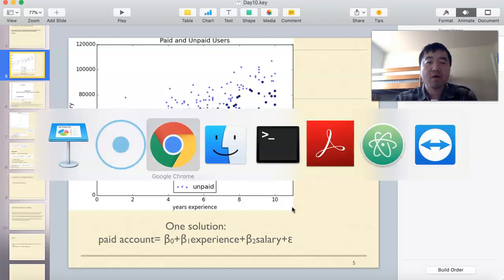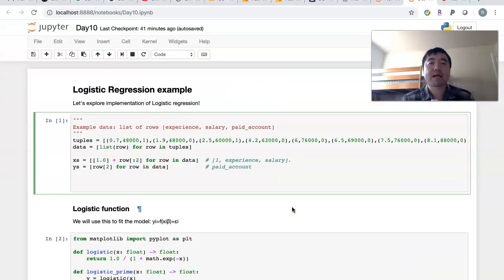So let's move on to the implementation part of the logistic regression. First of all, you need to go to the course website and download the Jupyter notebook. I already opened that on my computer. Now, first we take a look at the examples.